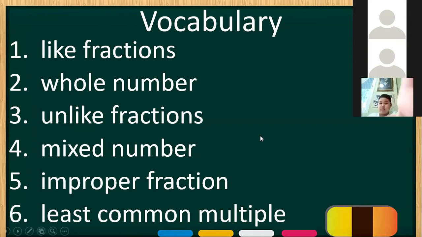August. Okay, number 1, like fractions. Like fraction, whole number. Very good. Unlike fraction, mixed number, improper fraction. Very good. Least common multiple. Thank you, August. Very good. Next will be Tonhom.